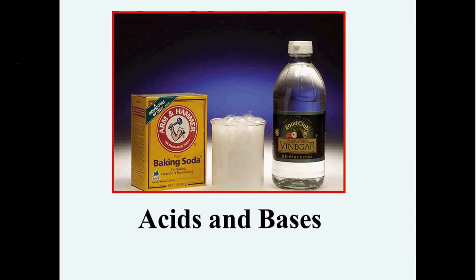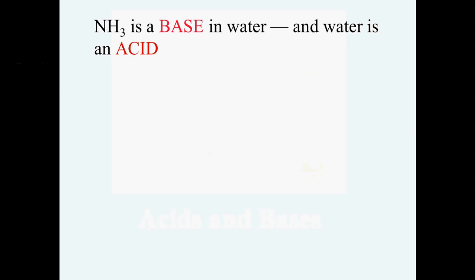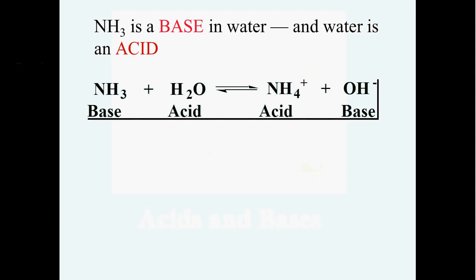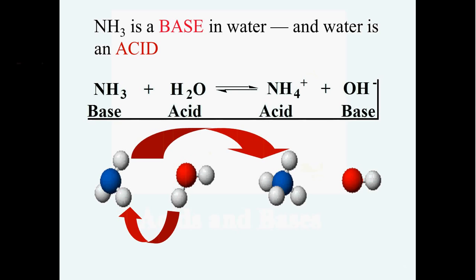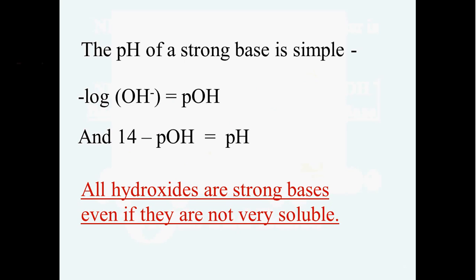I'm going to give you a very brief introduction to weak base equilibrium problems. Ammonia in water is a base, so that makes water the acid. And this is your Brønsted-Lowry relationship. As you see, the water will transfer a proton to the ammonia, forming the ammonium ion and leaving behind the hydroxide.